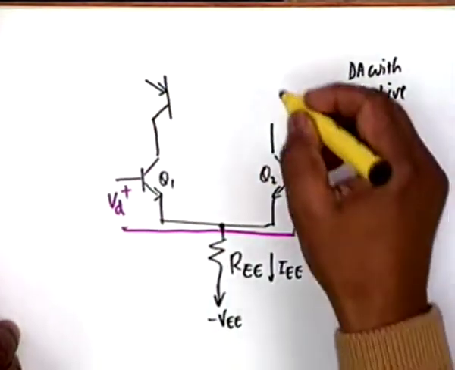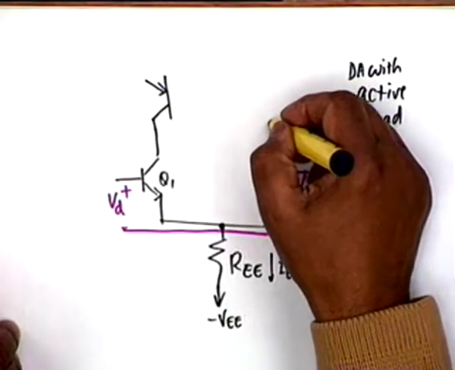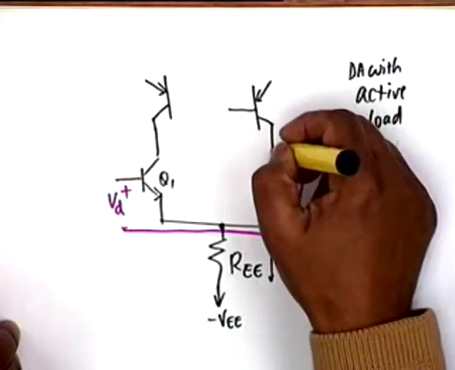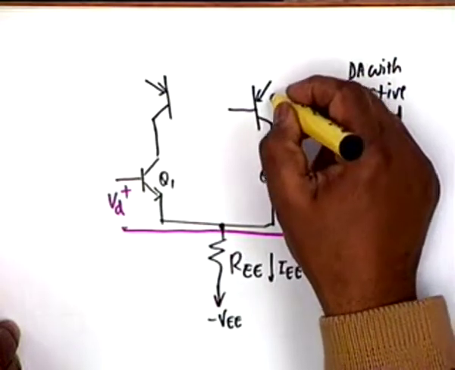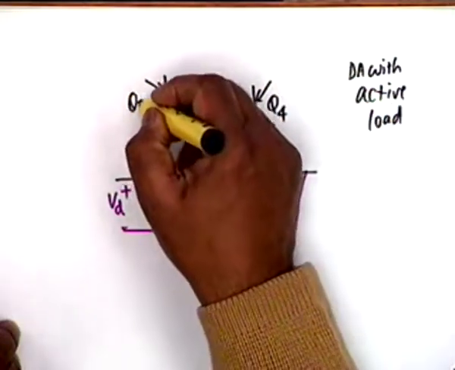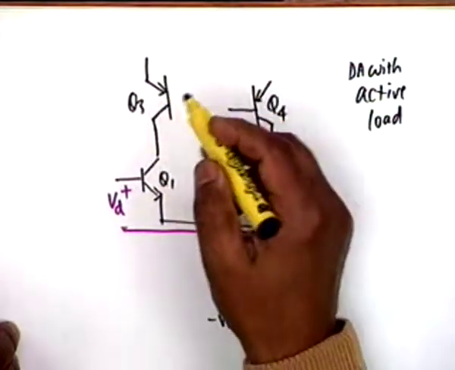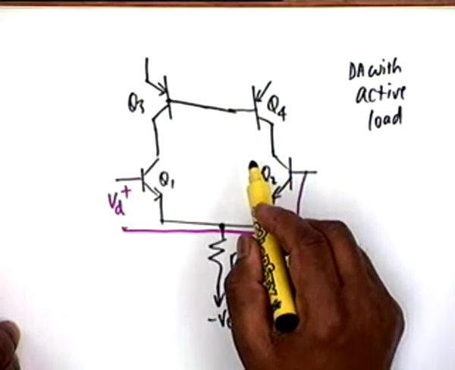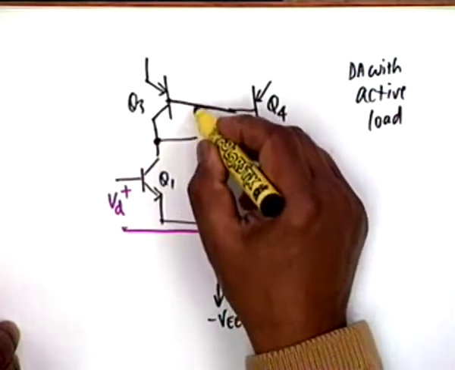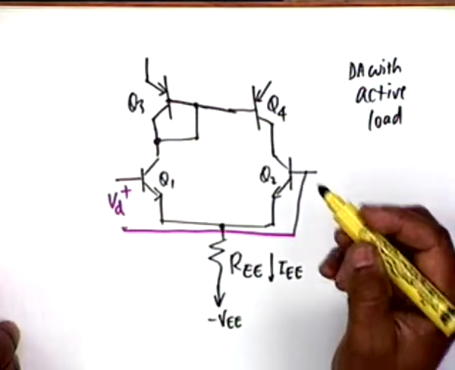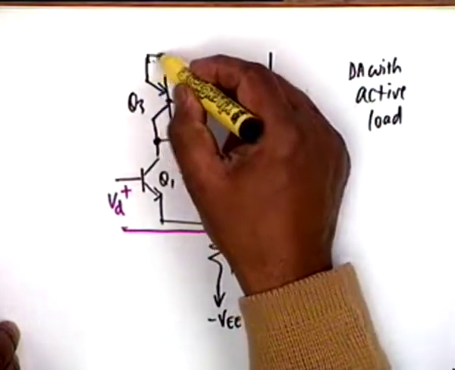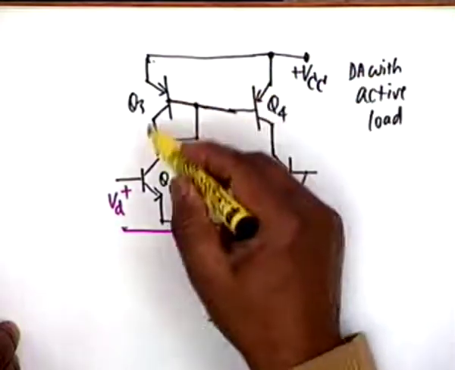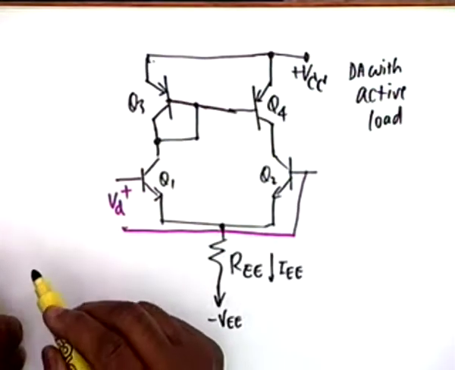This is a PNP transistor, and this is a PNP transistor. We call this Q4 and Q3. The reference transistor is now this one. The two bases are to be connected. This collector is connected to this base, and the two emitters are now connected to plus VCC. So this is a single current mirror. Agreed?